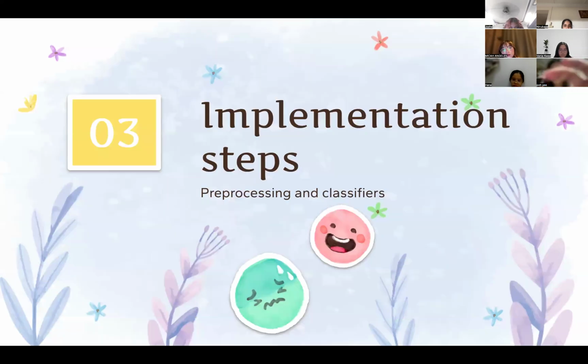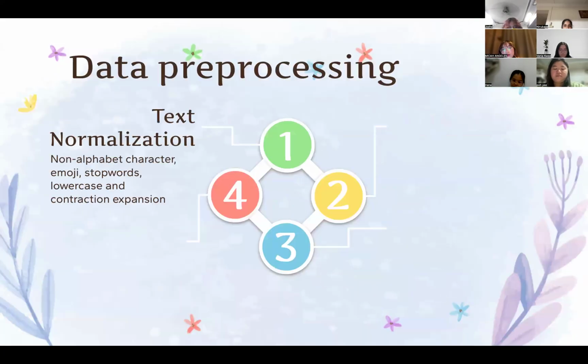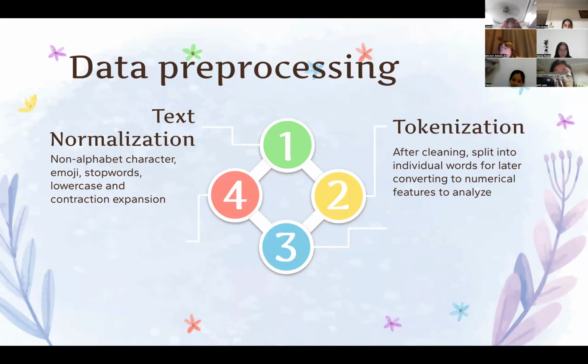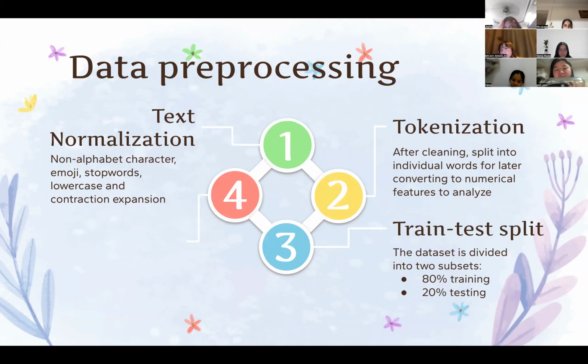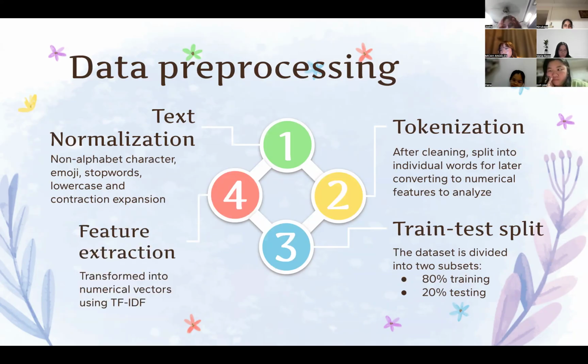Next, we move to the pre-processing and classifier implementation steps. To prepare our data, we first clean the text by converting it to lowercase and removing stop words and emojis. Then we tokenize each review into individual words. We split the data into 80 and 20 for training and testing to ensure unbiased evaluation. Finally, we apply TF-IDF to transform text into numerical vectors for our models.